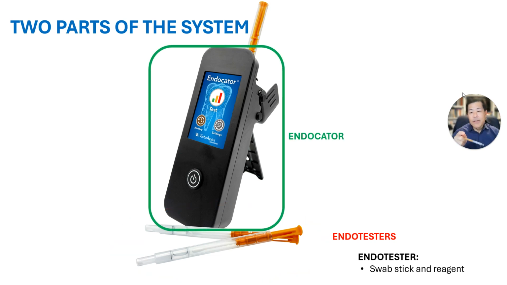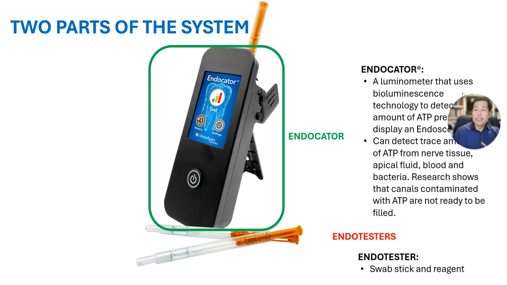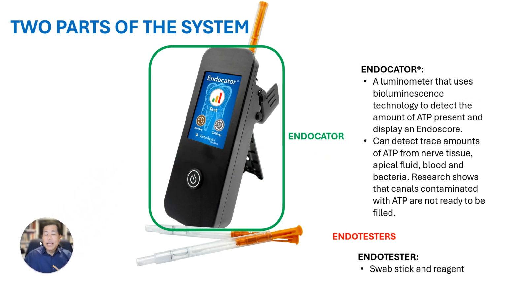Now the Endocator is the instrument that is actually a luminometer that uses bioluminescence technology to detect the amount of ATP present, and then it will display to us an endo score, so it can quantify the cleanliness of the canal. And I think that's a great part. And it's really small and portable, and you'll have this in the operatory right beside you as you're doing your root canals. So the Endocator can detect trace amounts of ATP, and we know ATP is just that cellular energy source. So it can be ATP from nerve tissue, apical fluids, blood, or bacteria.